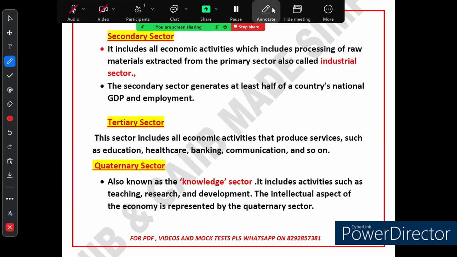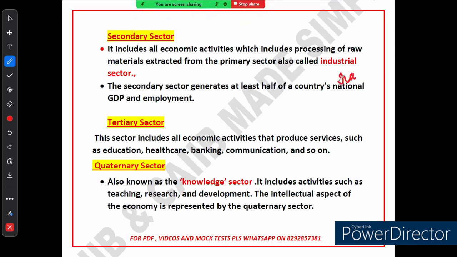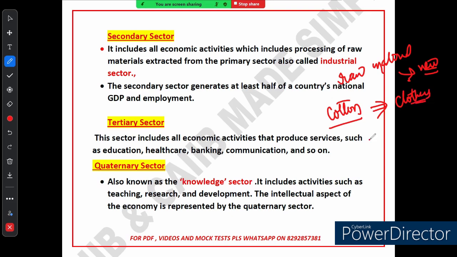Now let's talk about the secondary sector. In this sector we take raw material from the primary sector and turn it into something new. Let me give you an example. You can take cotton from the fields and turn it into cloth. The cotton is the raw material, and from this cotton we prepare cloth. Or a second example: iron ore being transformed into steel. These are examples of the secondary sector, where we convert raw material into a useful form.